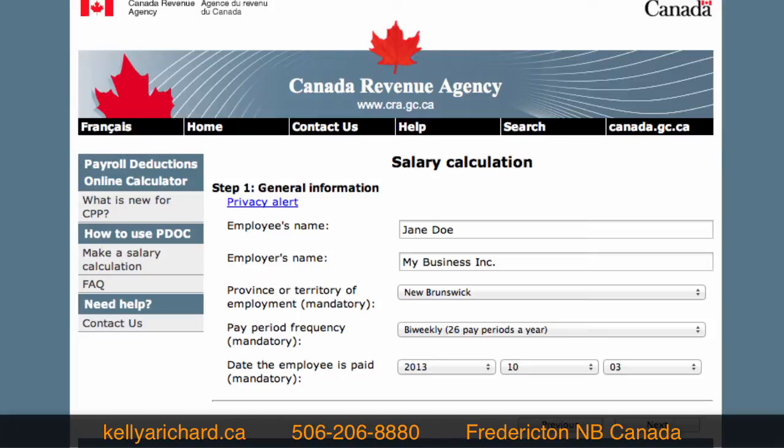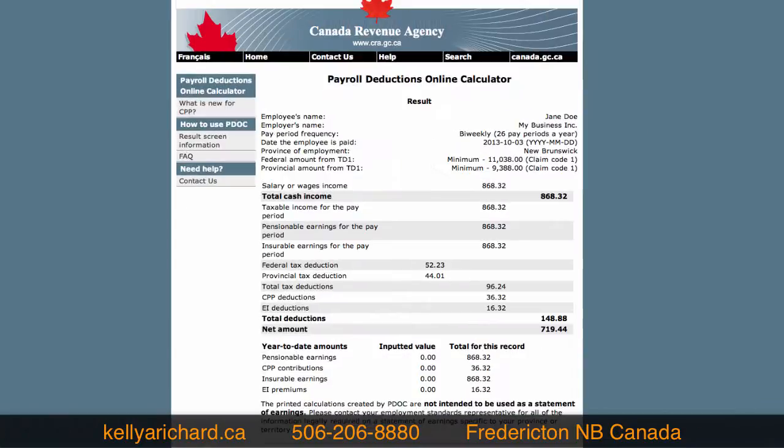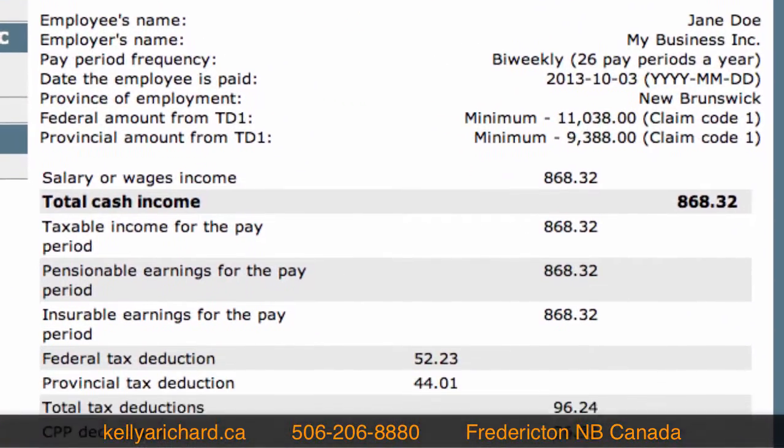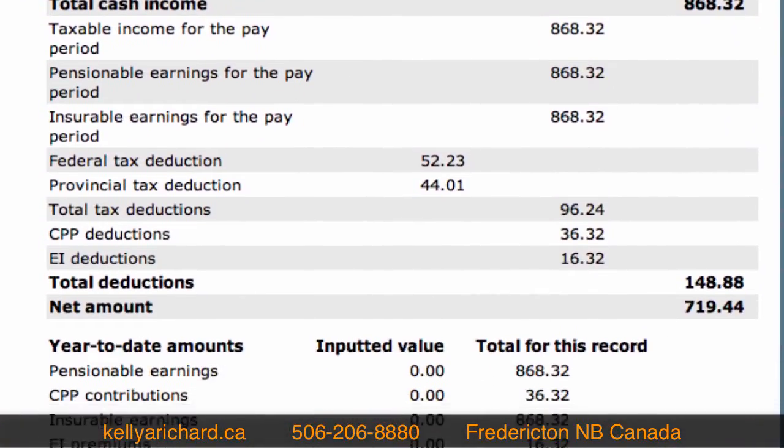The employee may have to put on their TD form that they want extra tax taken out of them. That's fine. You would enter the amount. The amount of pay is calculated for you. You can use this as a pay stub for the employee.